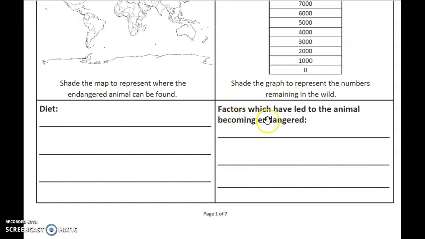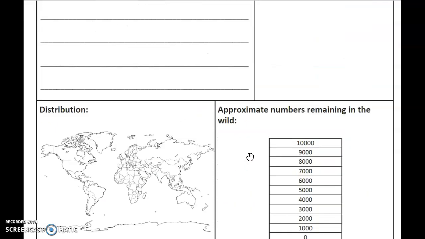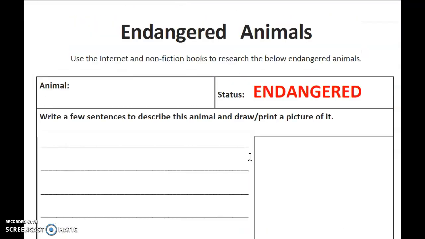And here are factors which have led to the animal becoming endangered. Why are they endangered? Okay, is it because people have been hunting them and killing them? Is it because their habitat has changed, so they don't have the food that they need? You decide. When you finish making this, okay, you need to go to Flipgrid on Thursday, okay?